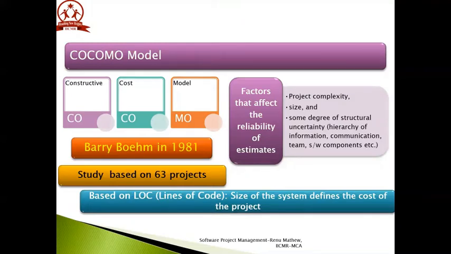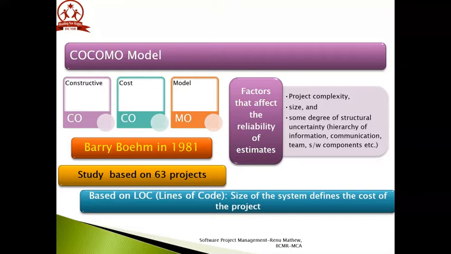Estimating the cost of a project is one of the most challenging tasks for a project manager, and one of the best ways to calculate it is using the COCOMO model. COCOMO stands for Constructive Cost Model. It is a regression model based on the number of lines of code, where project estimation is done based on the total number of lines of code required to develop the software. This means the size of the system defines the cost of the project.